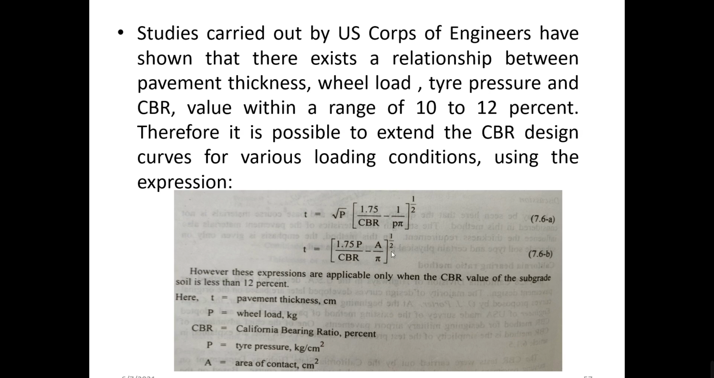the area of contact made by the wheel. Tire pressure will be known. Area of contact made by the wheel upon the pavement surface will be known. CBR from 2% up to 10 to 12% will be known, and the wheel load variable is also known for a given wheel load. Then the thickness of the flexible pavement can be calculated with this expression.